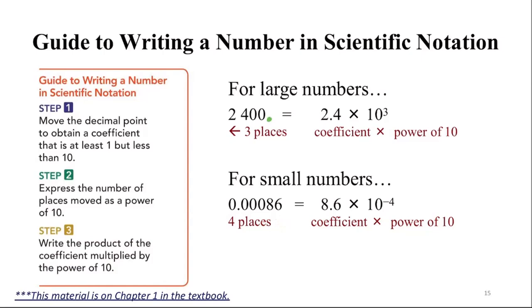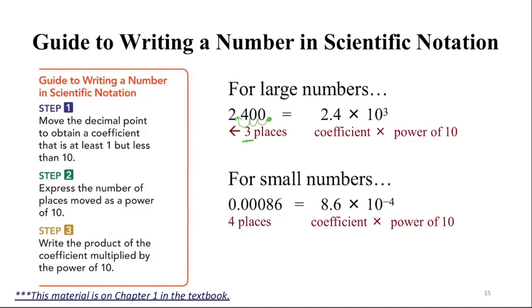And then the rules for writing things when it comes to scientific notation, as you can see in step 1, we're going to move that decimal place to obtain a coefficient that is at least 1, but less than 10. Okay, so as you can see in the notes here, we're going to move that decimal place from right to left 1, 2, 3 times. That's where the 3 places come in handy. Because remember, your coefficient needs to be at least 1, but less than 10. So that's why our coefficient turns into 2.4.